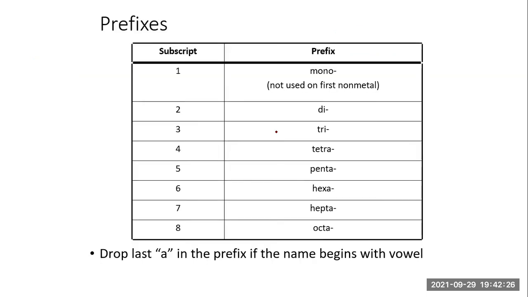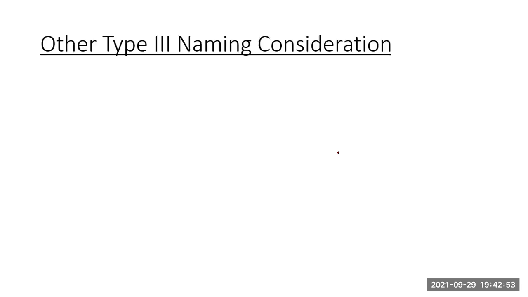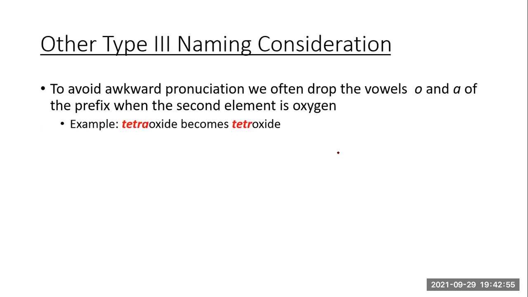And here's a table, again, similar to one that you should have in your book there. And our di or tri or tetra. And again, those couple of things: no mono on the first one, but okay on the second. And again, just correcting some of these situations where we might get an A and an O back to back, where we drop the A of the prefix. And that's what this slide is talking about.